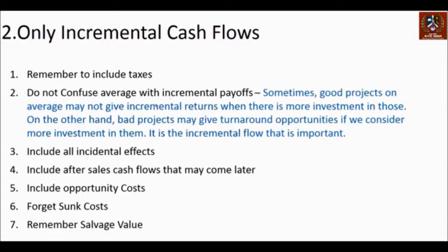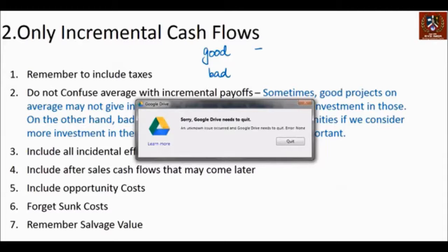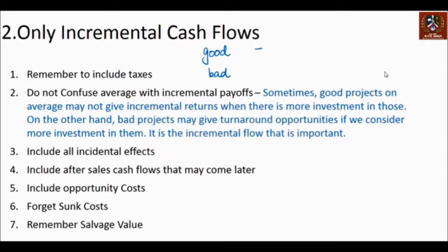Do not confuse average payoff with incremental payoffs. Right now, let's say a firm has two kinds of projects. There is a good project and there is a bad project. The good project on average gives a payoff of, let's say, 100, and a bad project gives a payoff of only 20, right? That's the average payoff.